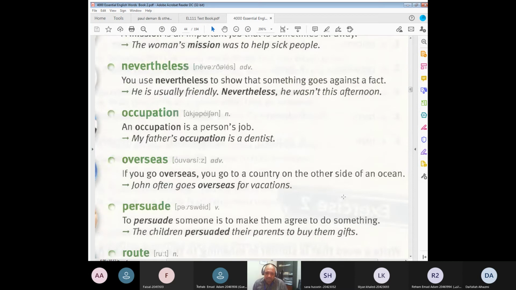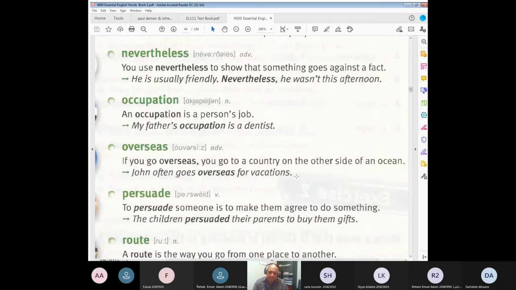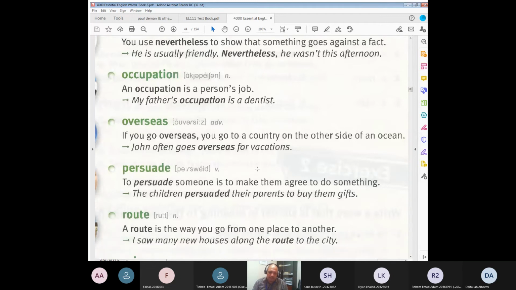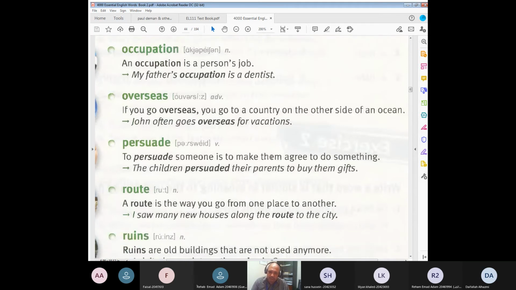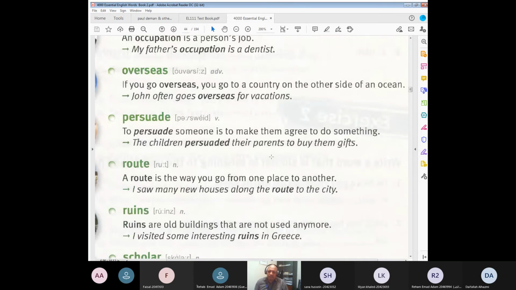So that's why we're using nevertheless. You can drop it and use but, and you'll have the same meaning. He is usually friendly, but he wasn't this afternoon. And then you have occupation, and it means having a job or a career. So an occupation is a person's job. My father's occupation is a dentist, which means that he works as a dentist.